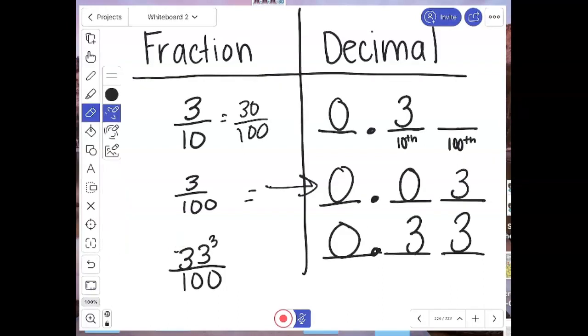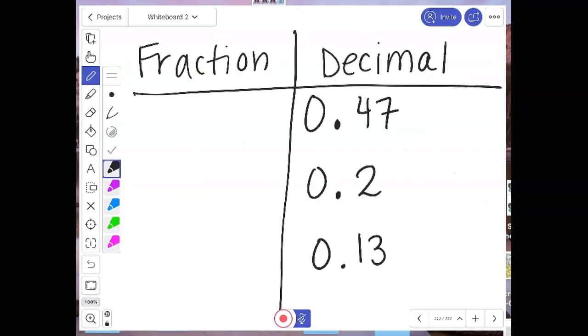I'm going to get rid of these weird little 3's because I don't want those to confuse you. Hope you're writing this down. I can go the other way too. If I read this, it says 47, and the last place is the denominator. So this says 47. The 7 is in the hundredths, so this is 47 hundredths.